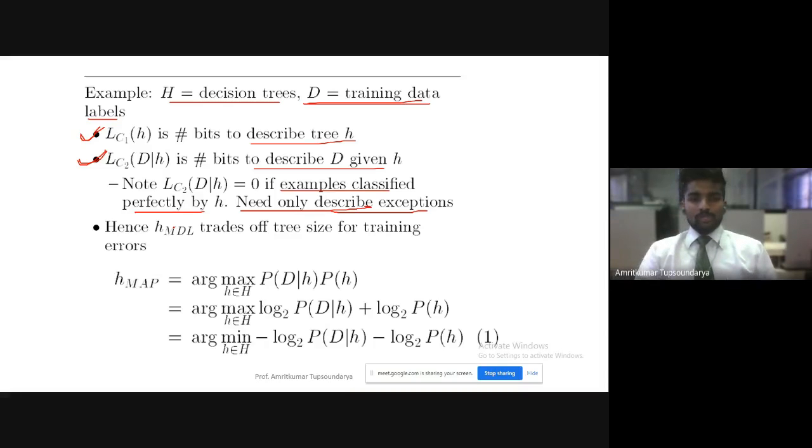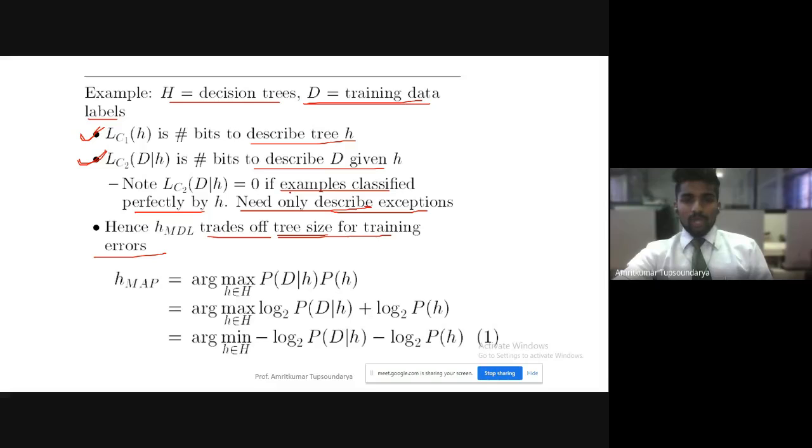So with this understanding, when we come to the same formula to compute the HMDL, which is the minimum description length MDL principle, HMDL trades off tree size for the training errors. Hope you understand by this term that it is trading off the tree size, which is nothing but the length here, for the training errors.